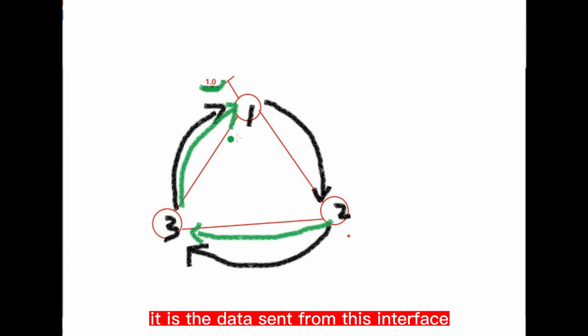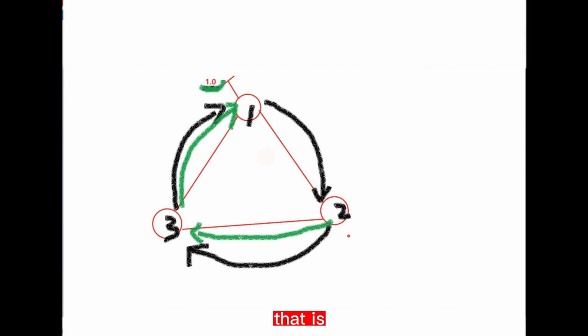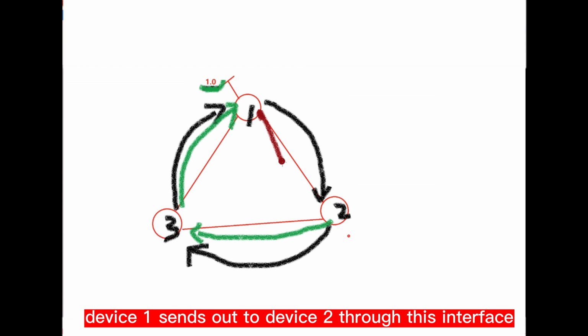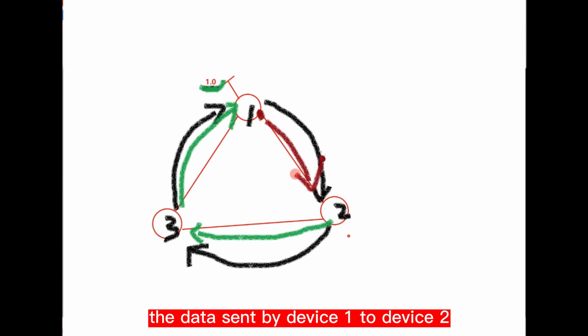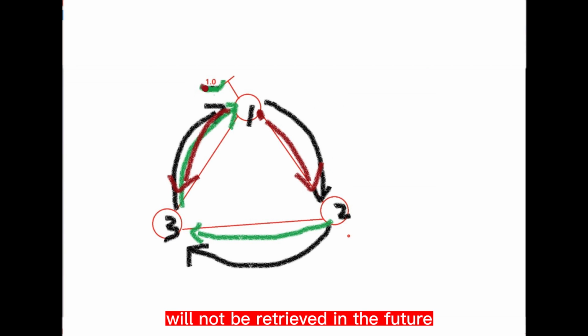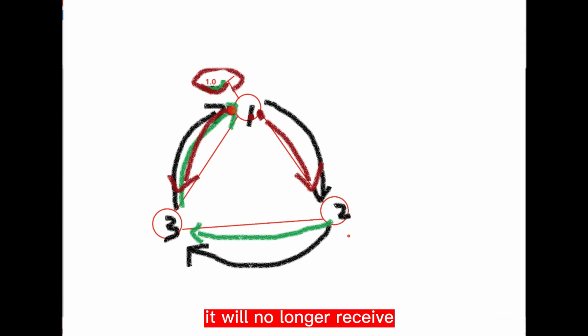The data sent from this interface will no longer be received from this interface. That is, as long as there is data like 1.0 that device 1 sends out to device 2 through this interface, it will no longer receive it from this interface in the future. The data sent by device 1 to device 2 will not be received later, and the data sent by device 1 to device 3 will not be received in the future either. That is, this routing entry sent by device 1 will no longer be received. So that solves the problem. This is called split horizon.